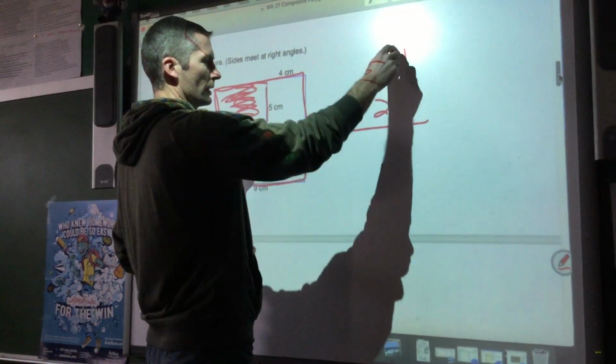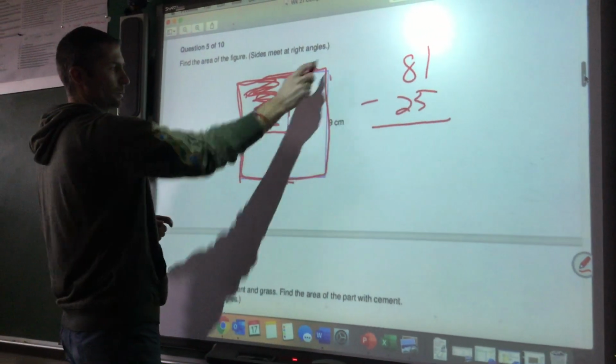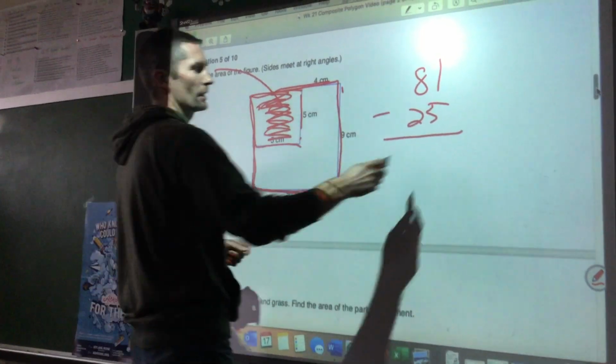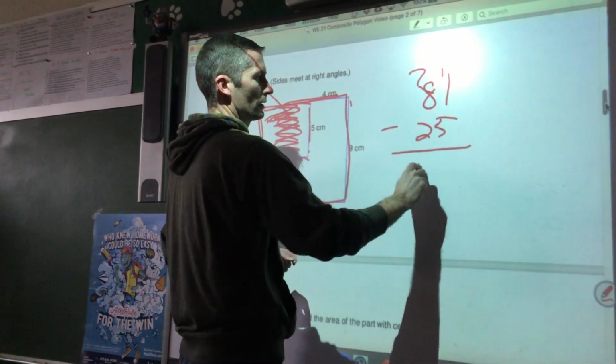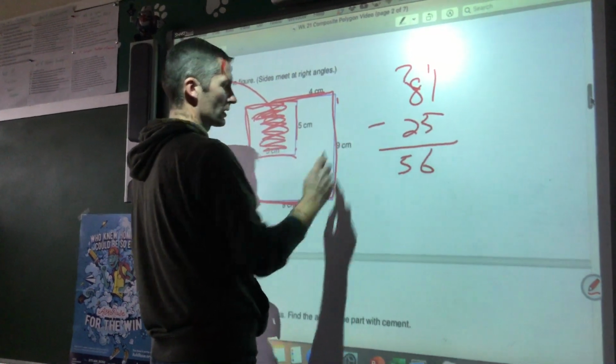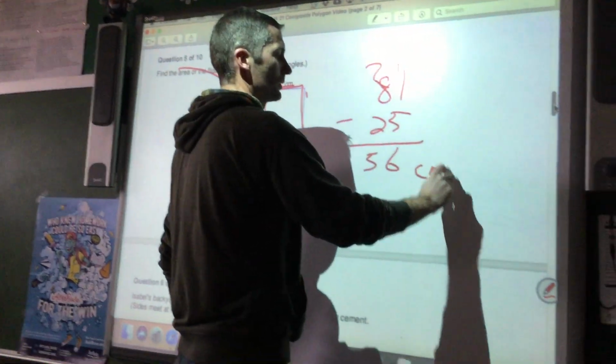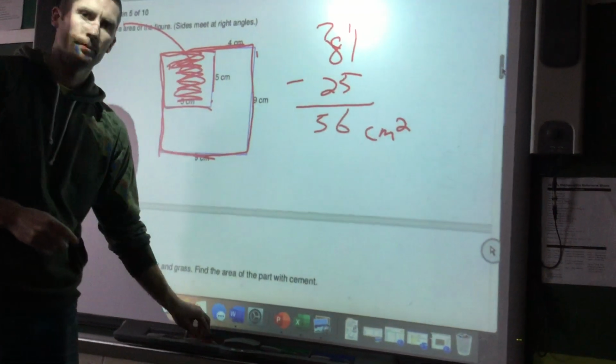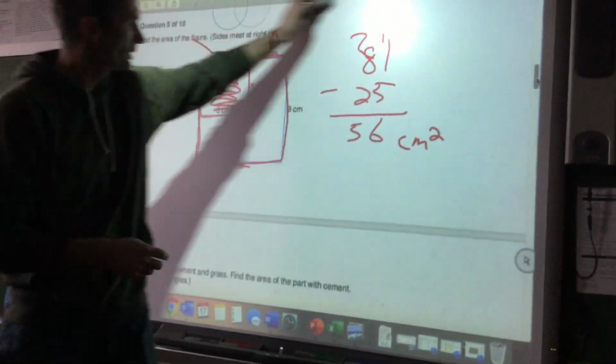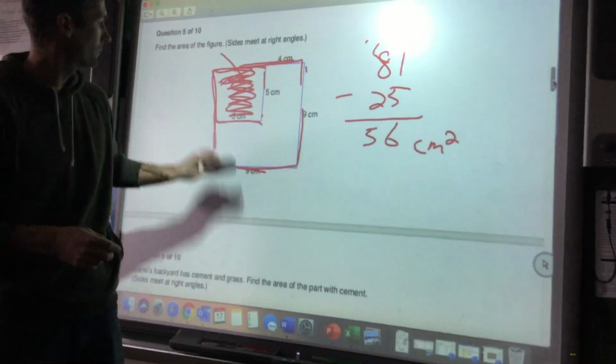So 81 minus 25, because the whole thing would have been 81, but then I'm taking 25 out of that. So the answer is 56, and since it's area, square centimeters. Okay. You could have done it the other way too. You could have divided it up.